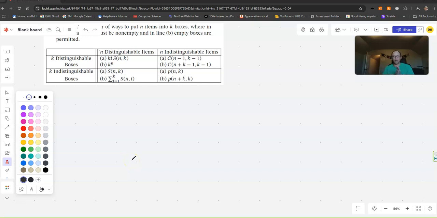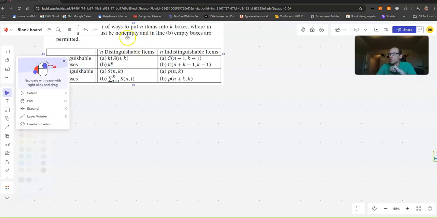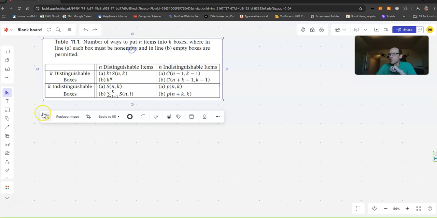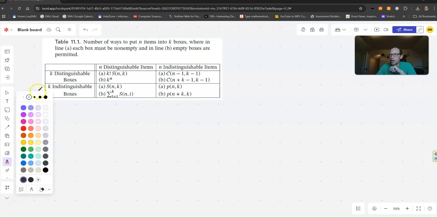Okay, so let's talk about these boxes and items, otherwise known as the occupancy problems. I want to start with the chart. So I got the top of this. There we go. That should be visible.